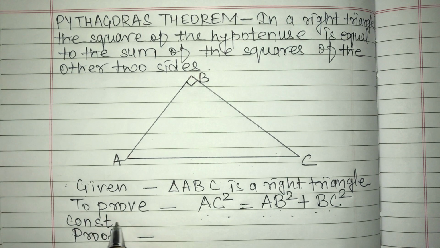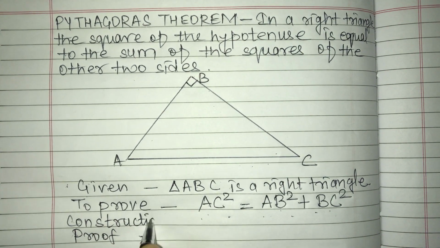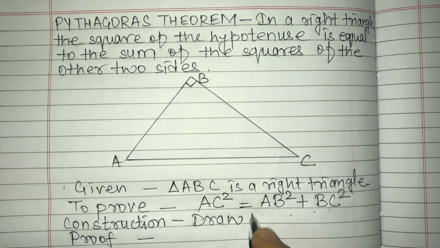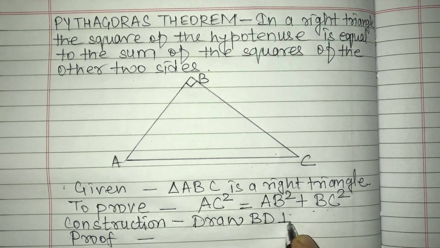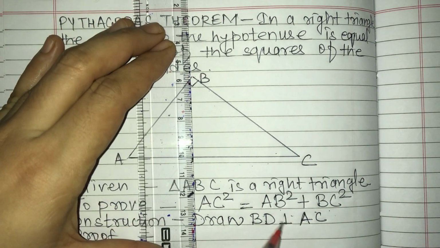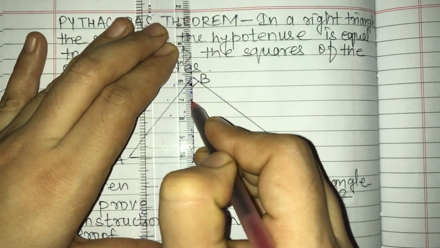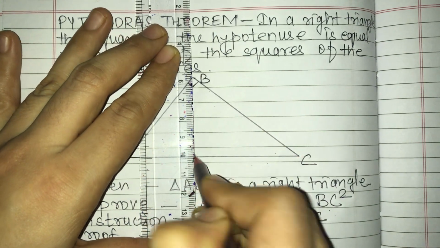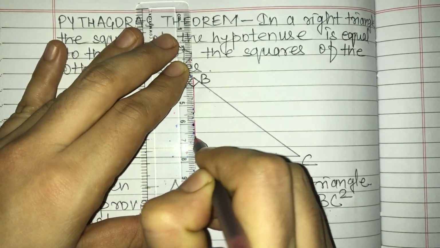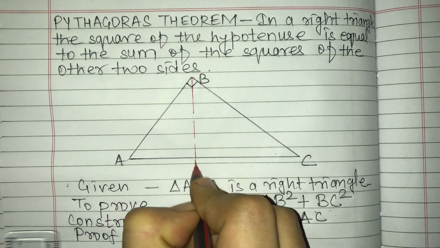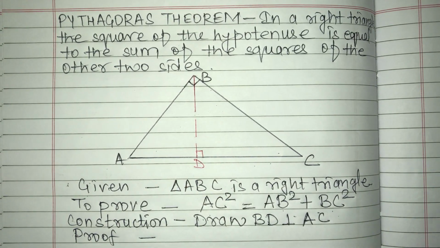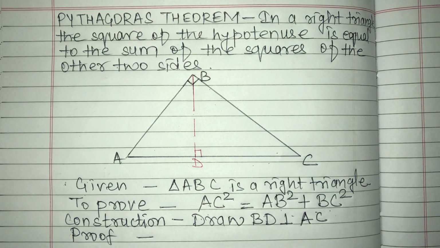So what I am going to do is construct BD perpendicular to AC. So I am going to construct a line, this line which is perpendicular to AC. So this is the line BD which is perpendicular to this AC. This is the construction which we have to do to prove this theorem.